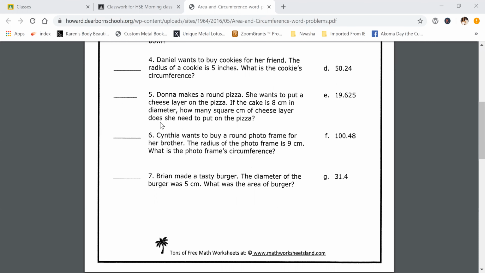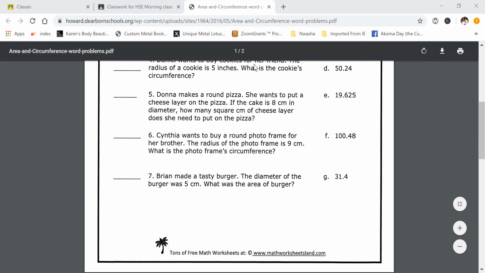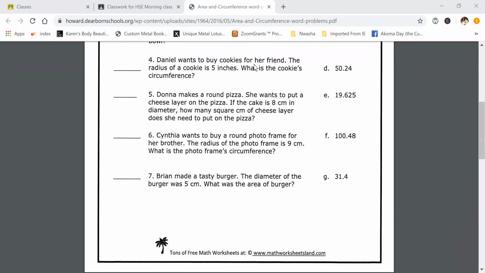So you know that you have something that's round and you're gonna say that that's the circle. So the question is, how many square centimeters of cheese layer? So that's another clue, because whenever you're talking about area, it ends up being square centimeters because it's taking up space. So, square inches, square centimeters, square feet, like we saw with a carpet, furniture. So that's another clue that you're actually gonna use the area formula, which is pi r squared.